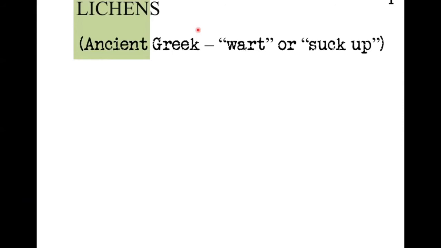Okay, so to get started, the origin of the word lichens is pretty unclear. It comes from ancient Greek, but it's unclear which word it actually comes from. There are two ideas. One of them is an ancient Greek word for wart, and the other one is a word for suck up. Both of them kind of make sense. But anyway, it's a bit of a mystery where that name actually comes from. But I'm sure you've heard about lichens.